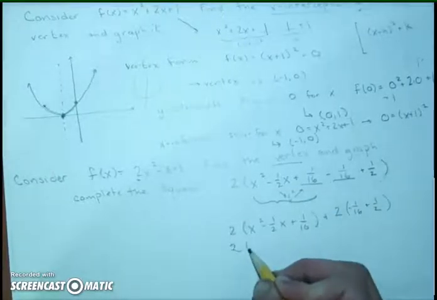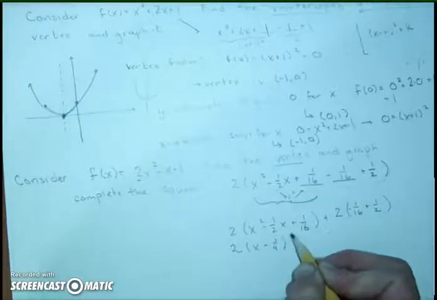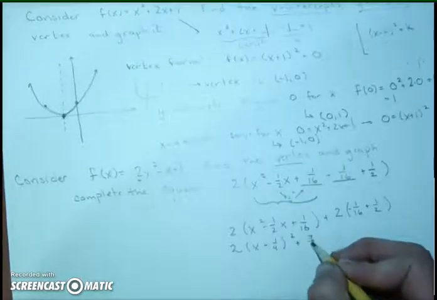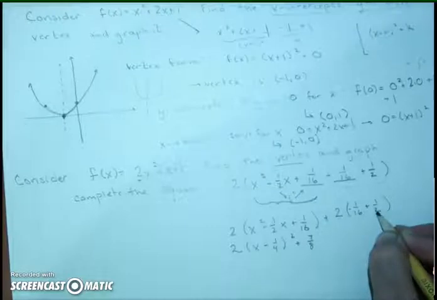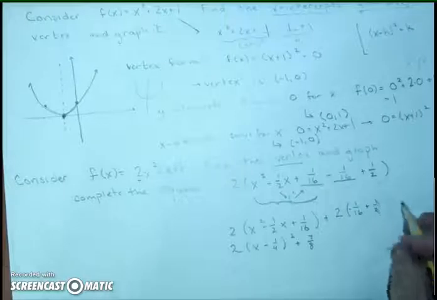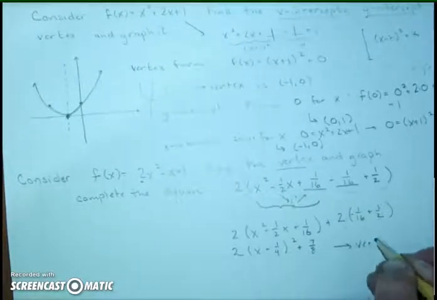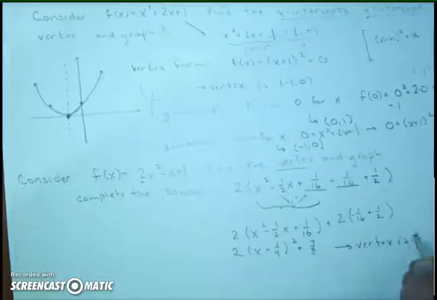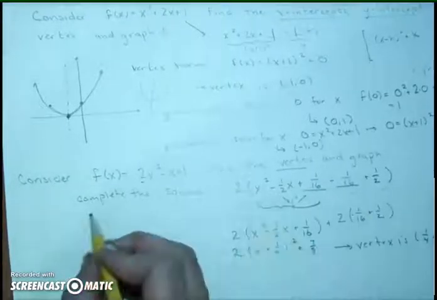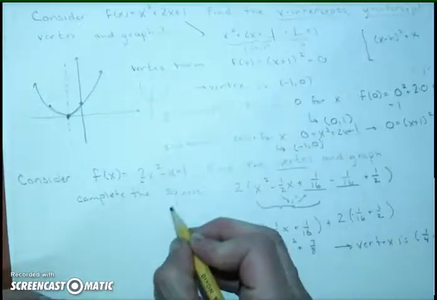So this is going to be 2 times x minus 1/4 squared. And this last term, if you work it out, it ends up being 7/8, because 2 times 1/2 is 1, and then I'll subtract off 1/8, which is the same as 2/16. So this tells me that the vertex is (1/4, 7/8). So I start to graph it. Let me put my graph a little closer here.